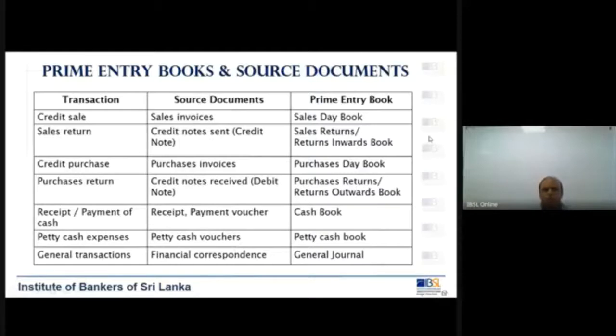So now look at how a transaction that we already learned can be recorded in the prime entry book using a source document. So I'll give you about 1 minute, just go through these documents and how it is recorded in the daybook.